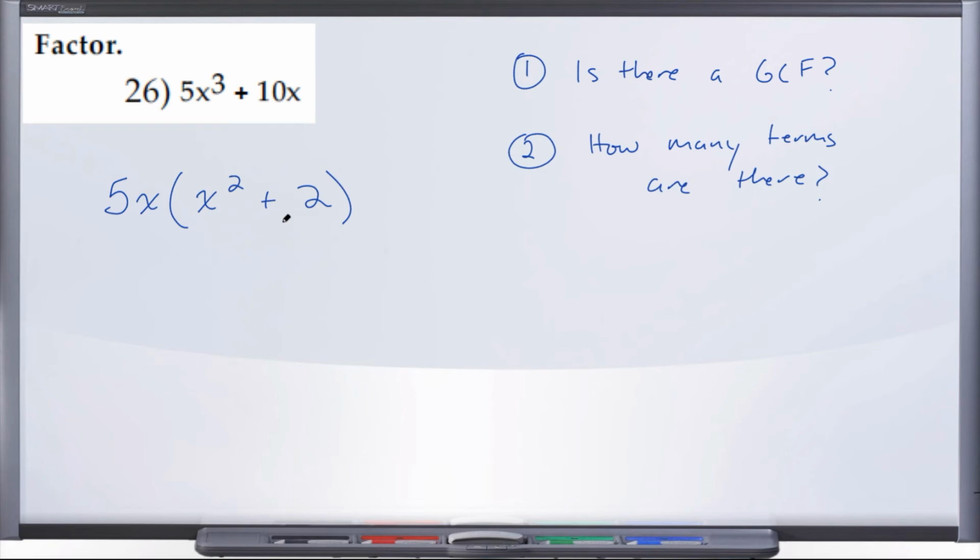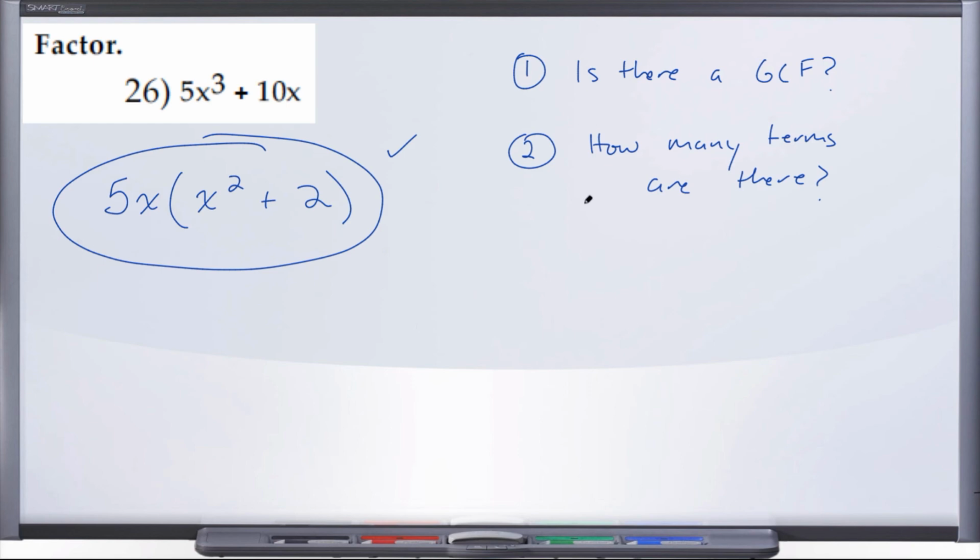So with two terms, we want to look for the difference of perfect squares or the sum or difference of cubes. Well, we're not dealing with cubes here, right, because this is a square. And we're not dealing with the difference of perfect squares because difference means subtraction. And since we can't do anything now with x squared plus 2, that's already in lowest terms, we know that this is the final answer. So 5x times the quantity x squared plus 2.